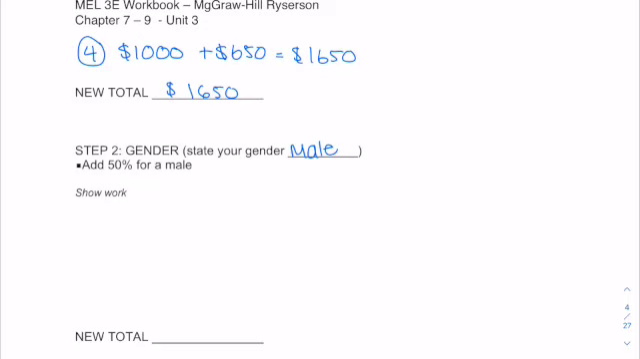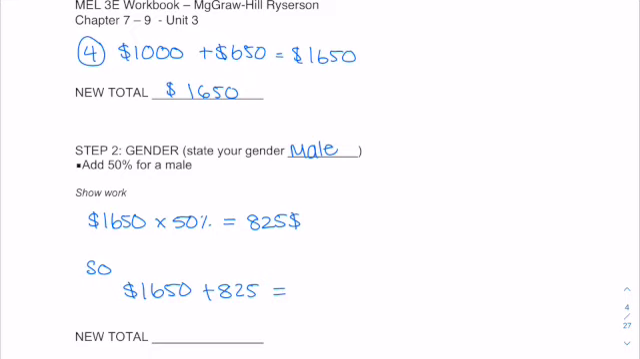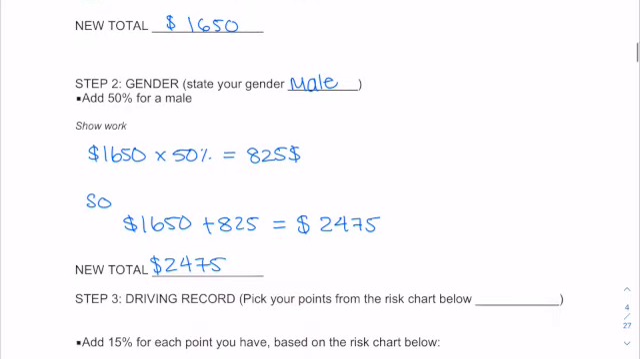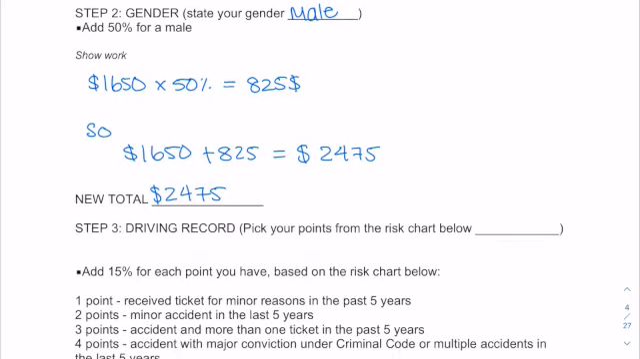All right, so we're going to take our sum we had, our total, times 50%, and that is going to give us 825, and then we add that, so we'll have a new total of $2,475. Now, if you have any of the below, you would also add in some points.